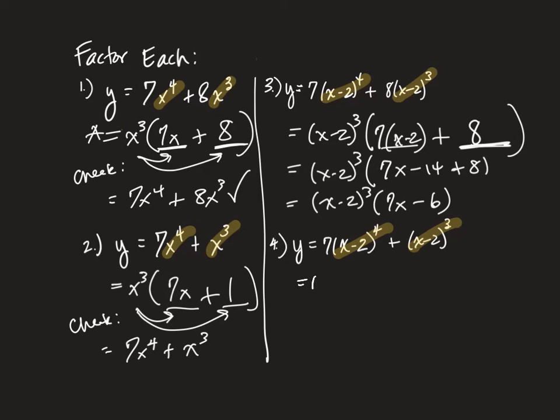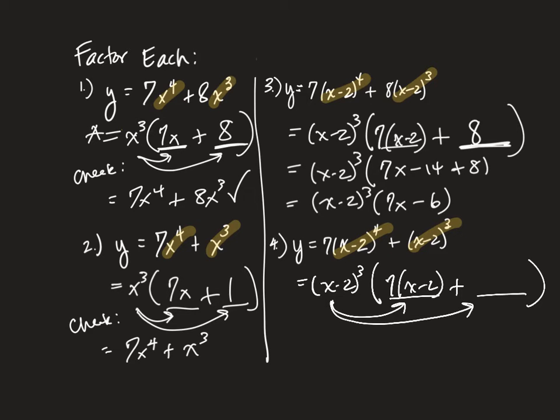And so that's what I'm going to factor out, is that x minus 2 cubed. And thinking about it as the reverse of the distributive property, x minus 2 times what? So I need a 7 and another x minus 2 in order to get 7 times x minus 2 to the fourth. And then x minus 2 cubed times what will give me x minus 2 cubed? Well, the only number that works is 1.